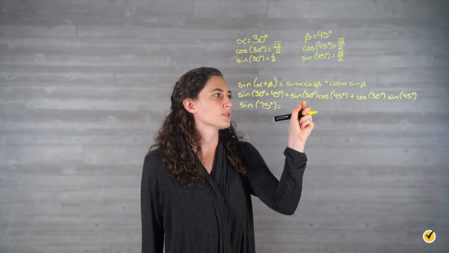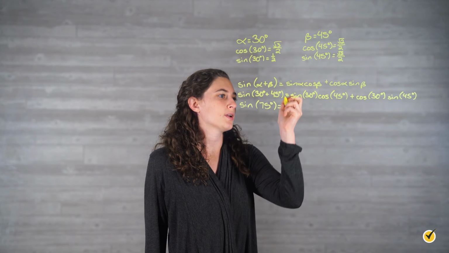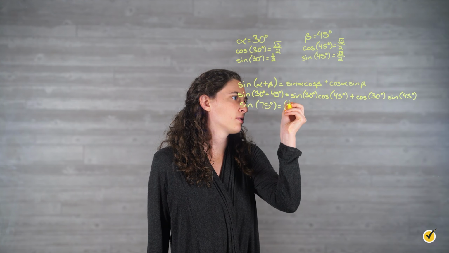So the sine of 30 degrees plus 45 degrees is 75 degrees, which is what we were looking for, is equal to the sine of 30 degrees, which is 1/2, times the cosine of 45 degrees, which is the square root of 2 over 2, plus the cosine of 30 degrees, which is the square root of 3 over 2, times the sine of 45 degrees, which is the square root of 2 over 2.